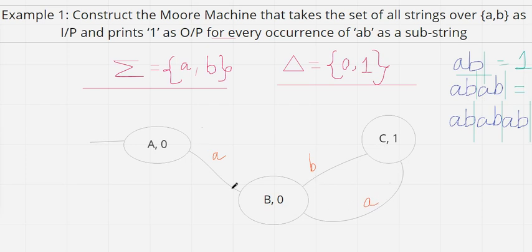See, A, B, A, B. It is ending in state C, which has the output as 1, so AB will be accepted. Now if you want three ABs, one AB, two AB and three AB, see, the output is 1. So this is how you need to find out the Mealy machine.